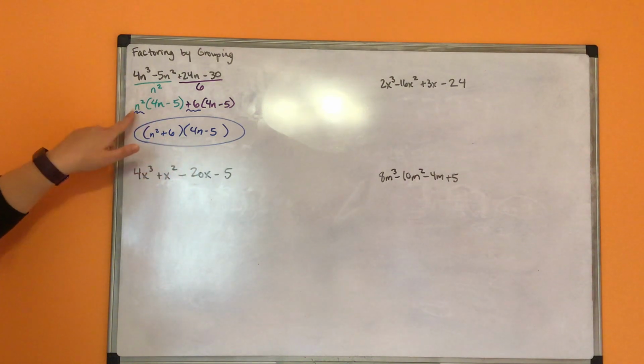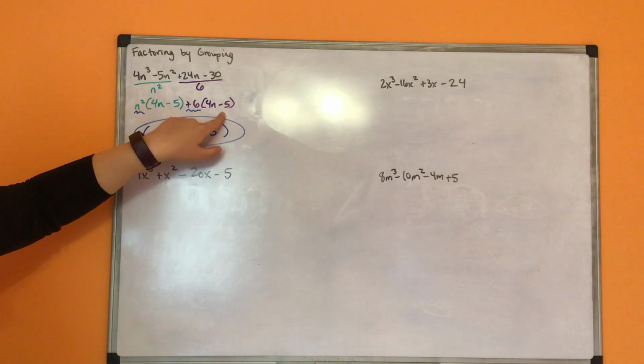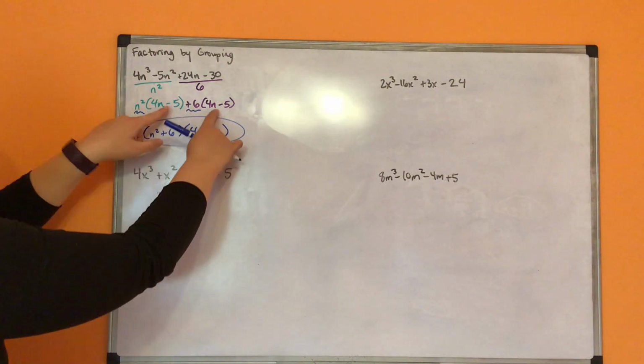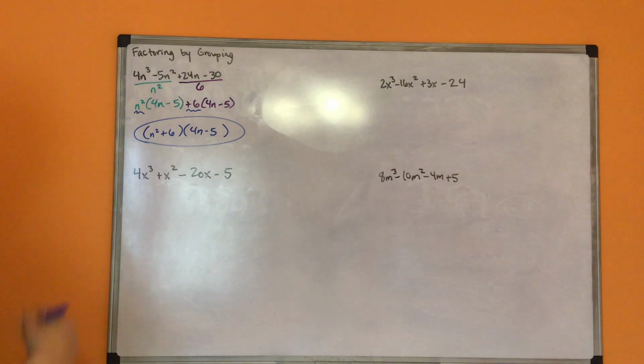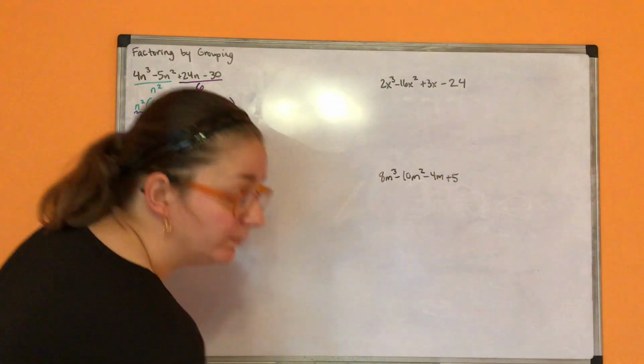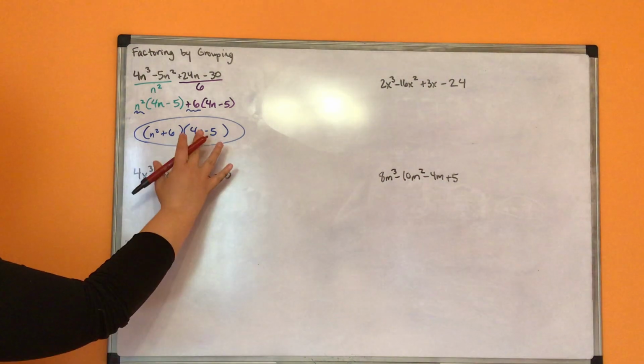Why it works? If I have n squared times this and 6 times the same thing, that's equivalent to n squared plus 6 times that 4n minus 5. If you want to check your work, because hey, you never know, I could be making stuff up, you can always multiply or double distribute. So I'm going to do that really quick.